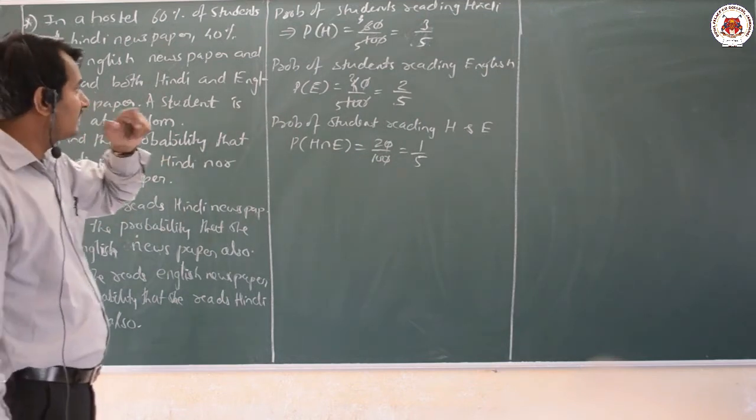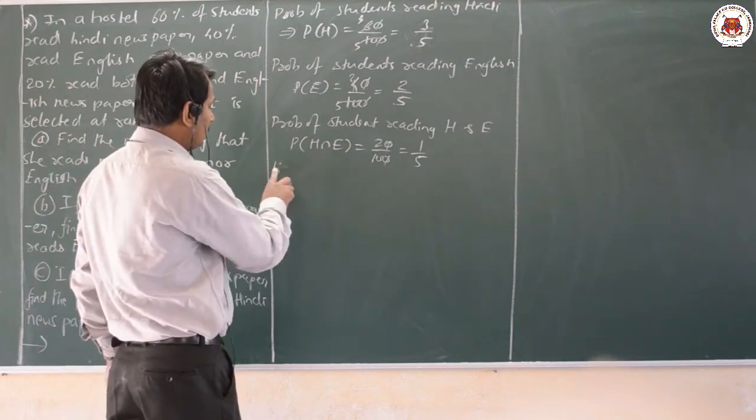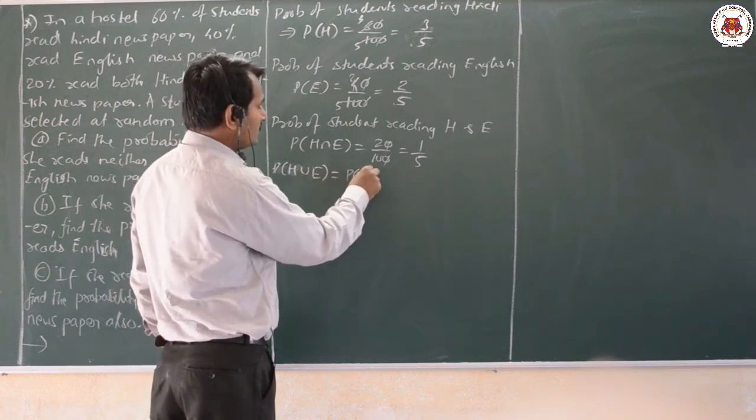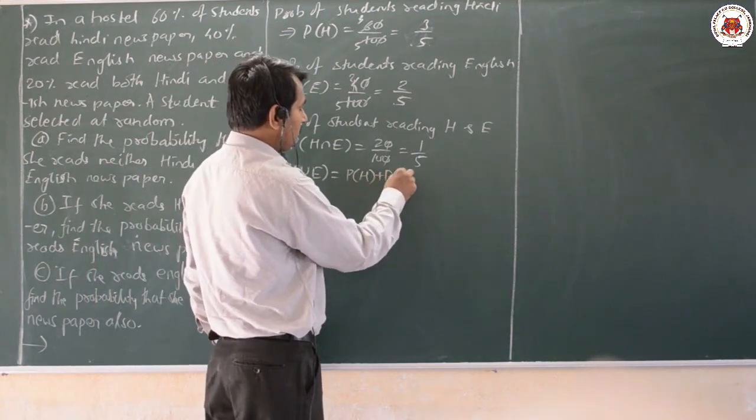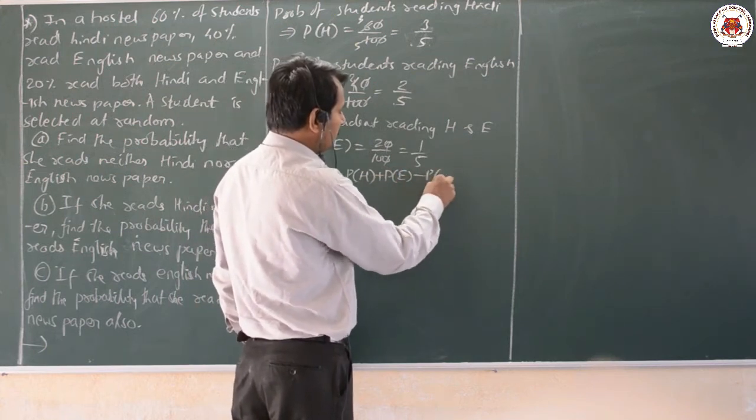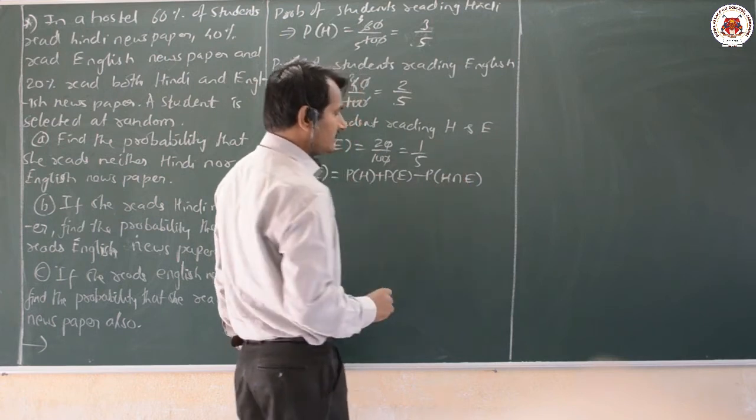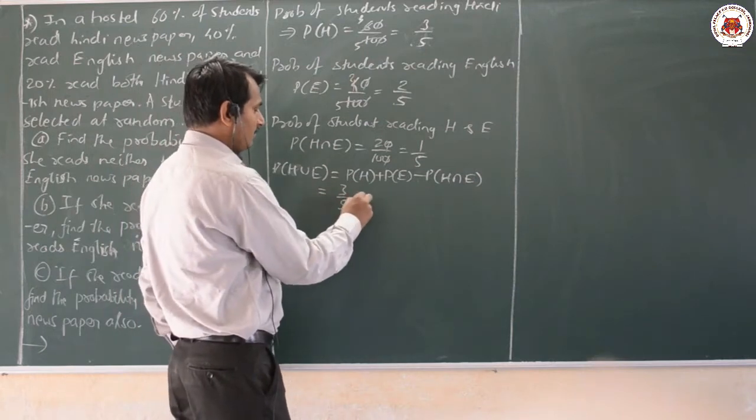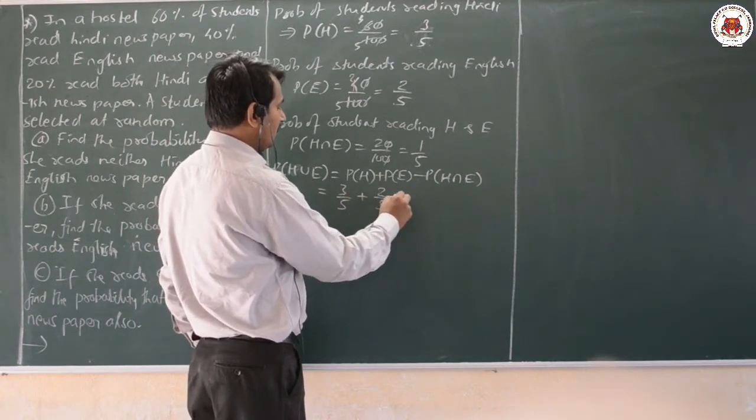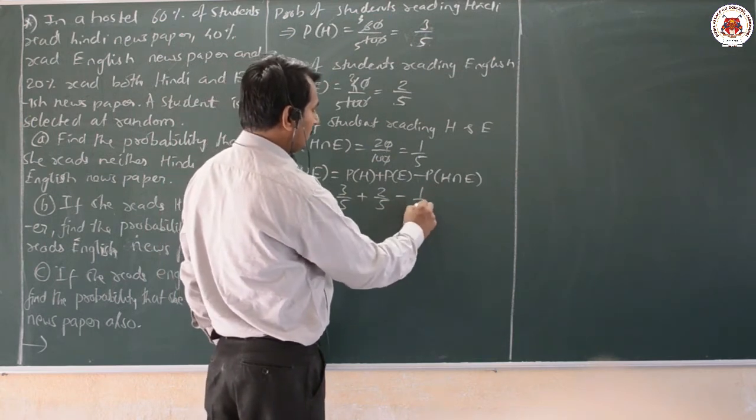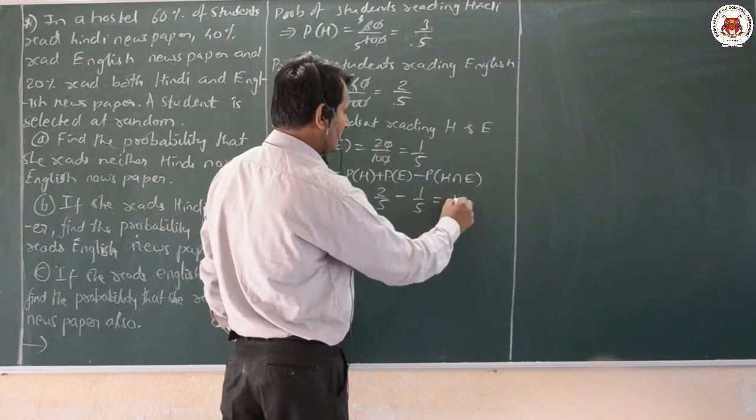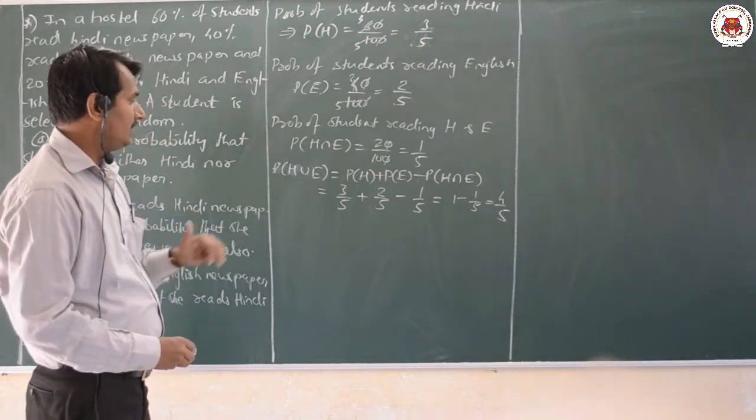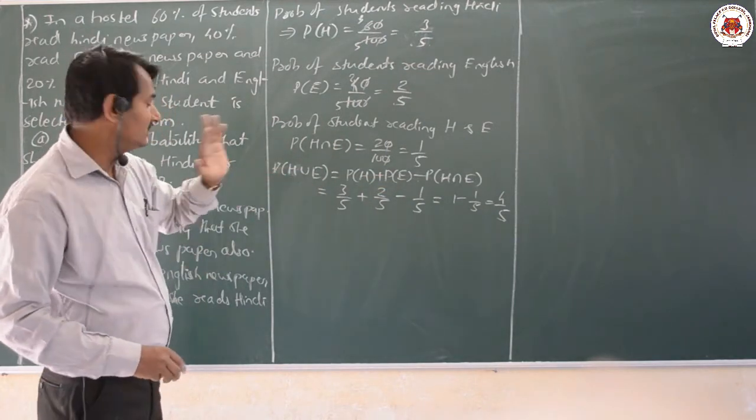Before starting with that, one more value I will find, that is P of H union E. According to the addition theorem, P of H union E is P of H plus P of E minus P of H intersection E. P of H is 3 by 5, plus P of E, which is 2 by 5, minus P of H intersection E, that is 1 by 5. So the value is 5 by 5, that is 1, minus 1 by 5, which is 4 by 5. That is reading either Hindi or English.